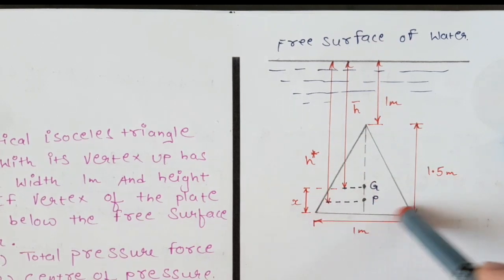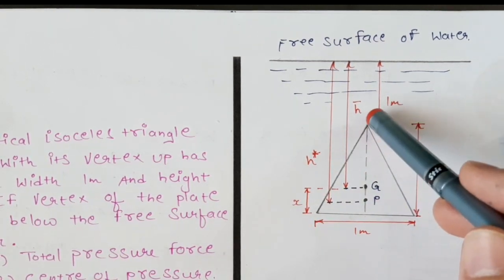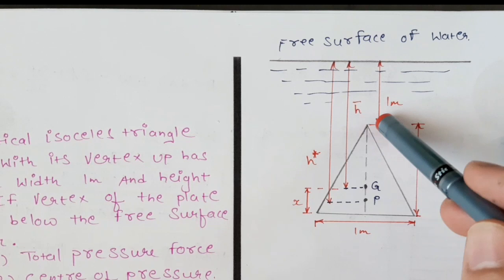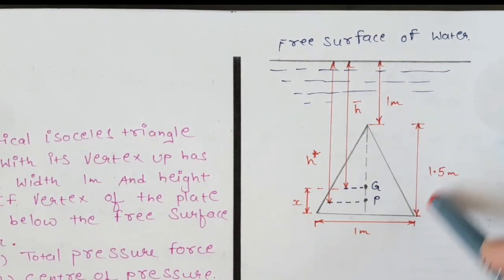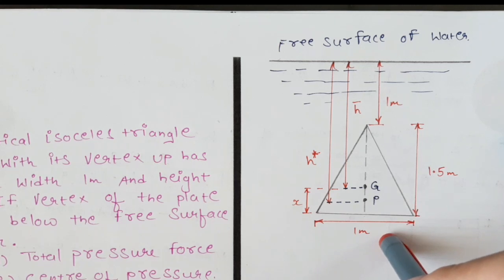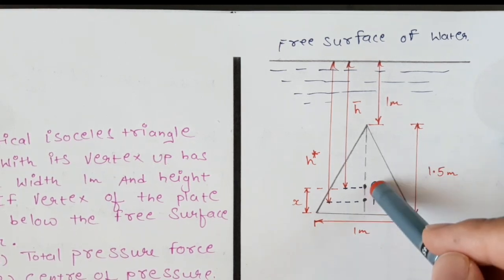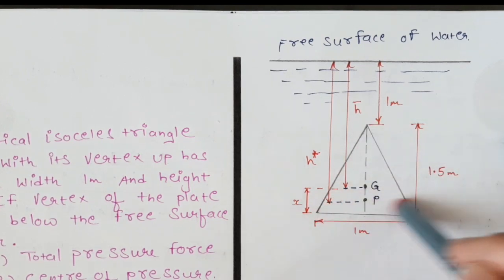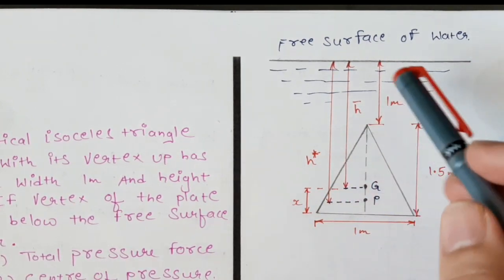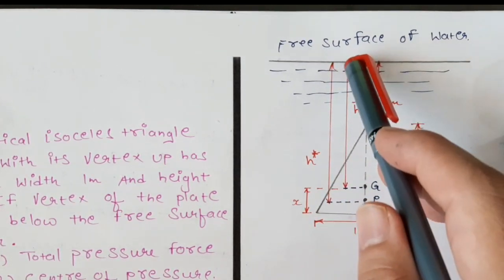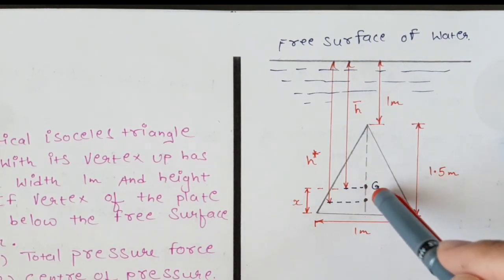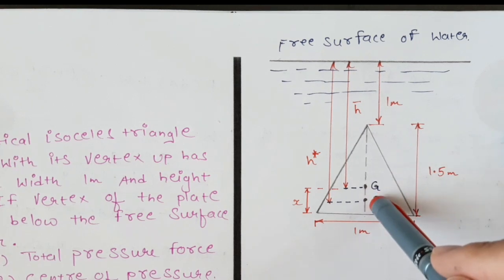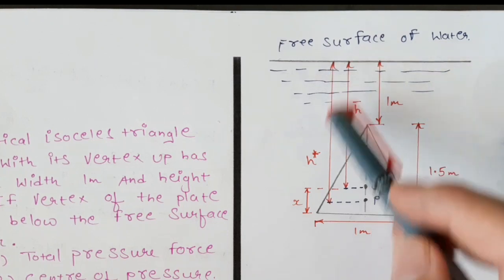So this is the isosceles triangle. The vertex of the isosceles triangle is 1 meter below the free surface of water. Its height is 1.5 meter and base is 1 meter. So this is the center of gravity, or center of the isosceles triangle, and its height from the free surface of the water will be H bar, and below the centroid there is the center of pressure, and its height from the free surface is H star.